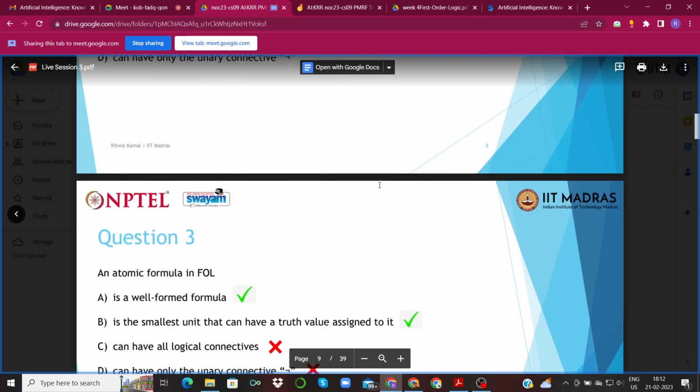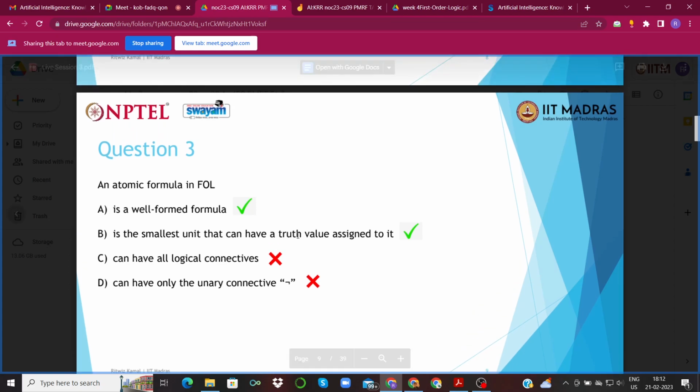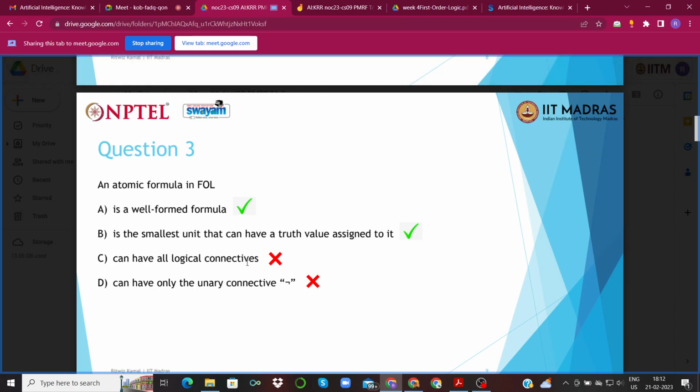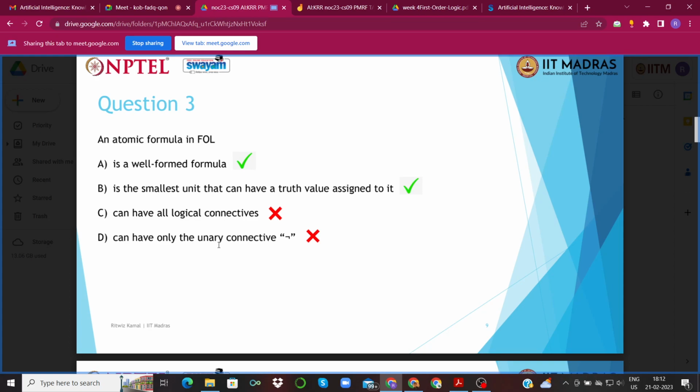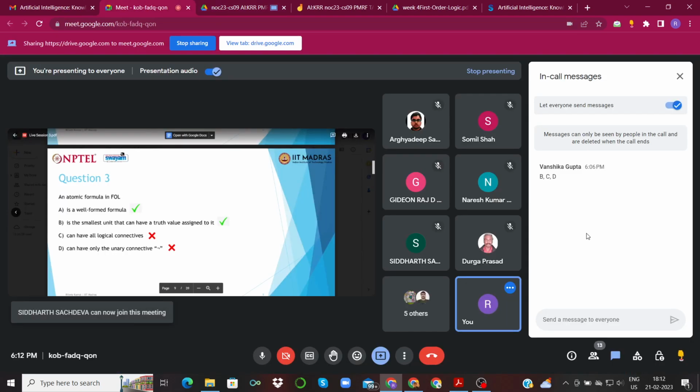As we'll see, options A and B are actually the correct answer because an atomic formula has to be a well-formed formula and it has to be the smallest unit that can have a truth value assigned to it. Option C is incorrect because if it has all the logical connectives, it can be further broken down into constituents, and that would not mean that it is the smallest unit. And can have only unary connective is also wrong because there are atomic formulas that do not contain a unary connective. Okay, I hope that was clear.